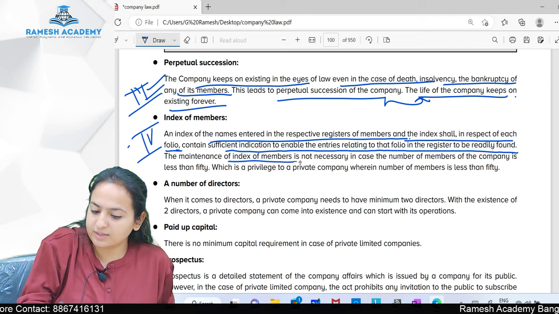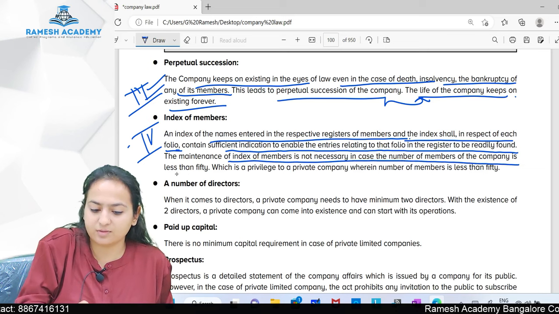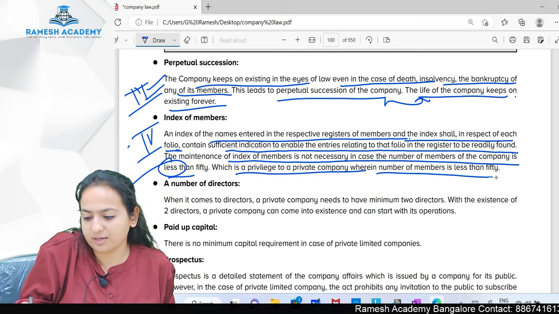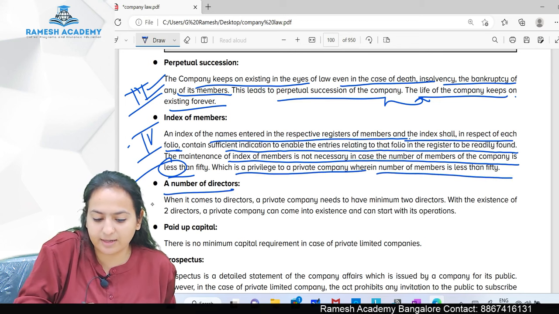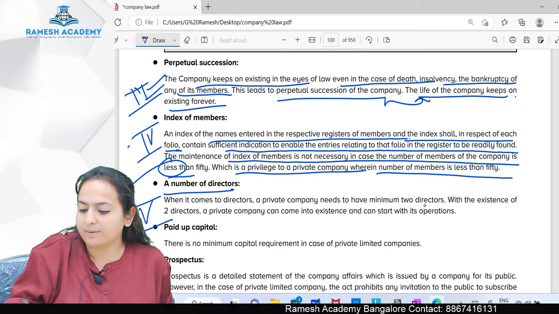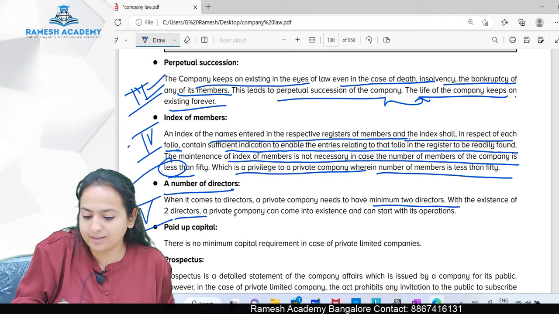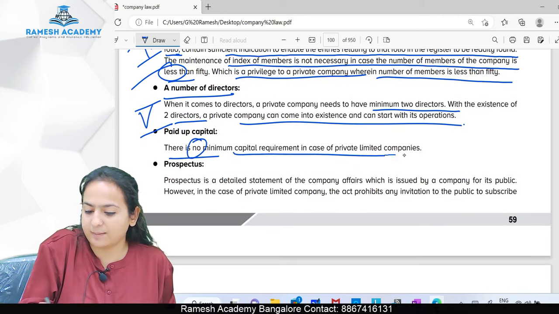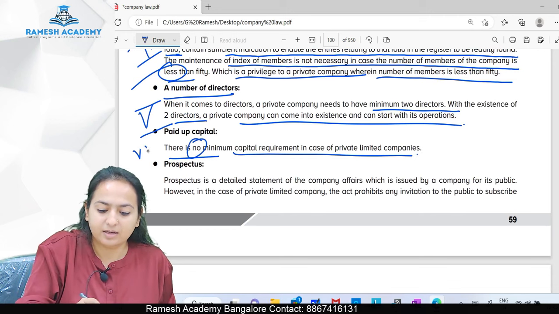The maintenance of the index of members is not necessary if the number of members of the company is less than 50, which is a privilege of a private company. Next, the number of directors. How many directors should be there? A private company needs a minimum of 2 directors. There is no minimum paid up share capital in case of a private company.